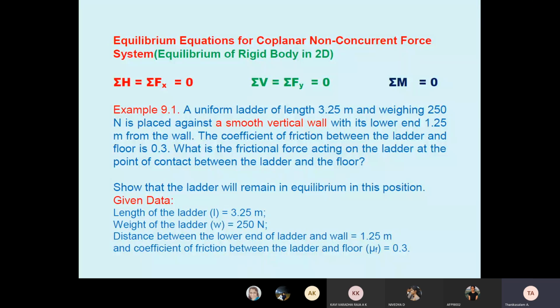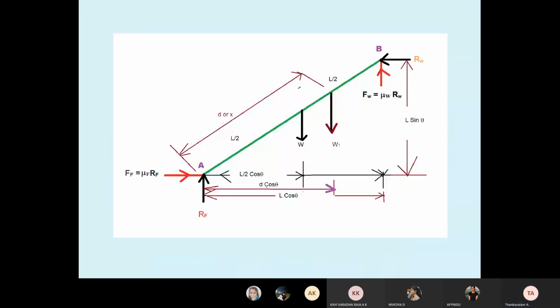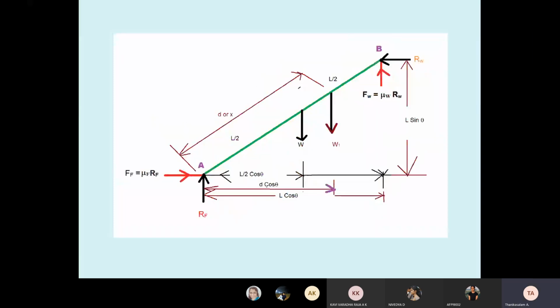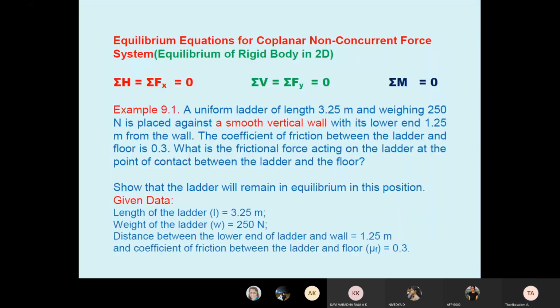Before that, when it comes to the ladder, you have to think about all this. You have to calculate all the horizontal distances, L cos theta, L sin theta. Then RF direction: here RF is vertical upward, friction force on the right side, and FW, friction at the wall. RW is on the left side, then W is acting at the middle. Therefore, the horizontal distance is L by 2 cos theta. Similarly, for W1, we know D or X and theta, therefore D cos theta. So these are the force directions you have to think about while solving ladder problems.